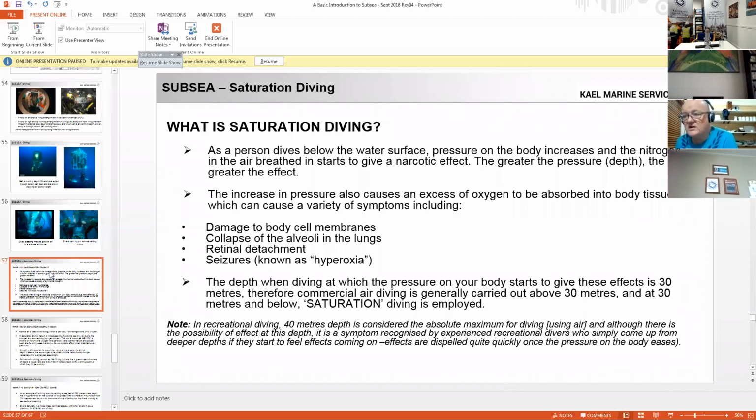In recreational diving, 40 meters depth is considered the maximum for diving using air. Although there is a possibility of effect at this depth, it's a symptom recognised by experienced recreational divers, who simply come up from the deeper depths when they start to feel the effects coming on. These effects are dispelled quite quickly once the pressure in the body eases.